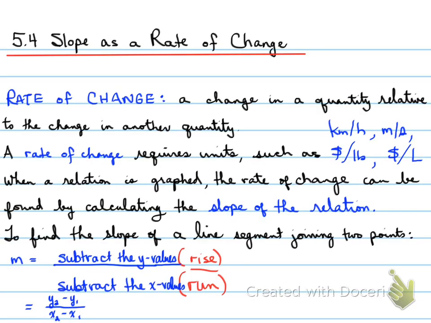Now back here, notice again, the top is always subtracting the y values because that has to do with the rise. How far does it go up or down? That's your rise. Subtract the x values is your run. That's the difference in the x values. Again, note here, x2 and y2 are together because they are 1 point, and x1 and y1 are another point. And what we have is a formula that we can use to find the slope or rate of change between variables. Let's look at an example.